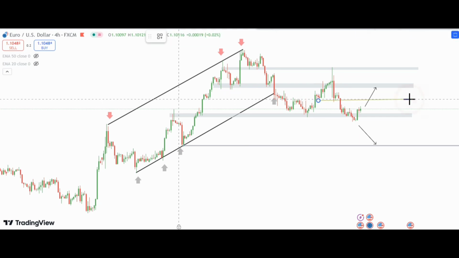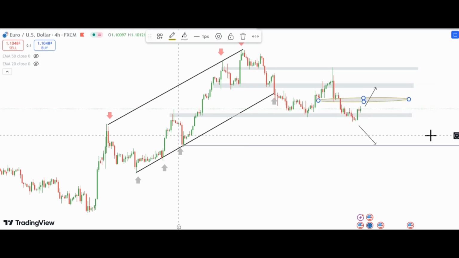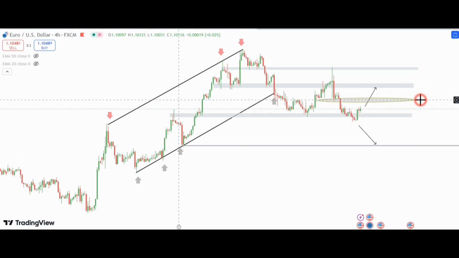On the 4-hour chart, we see price consolidating near the 1.10400 zone. This could either be a sign of accumulation before a breakout or a potential reversal. Keep an eye on how the price reacts here.